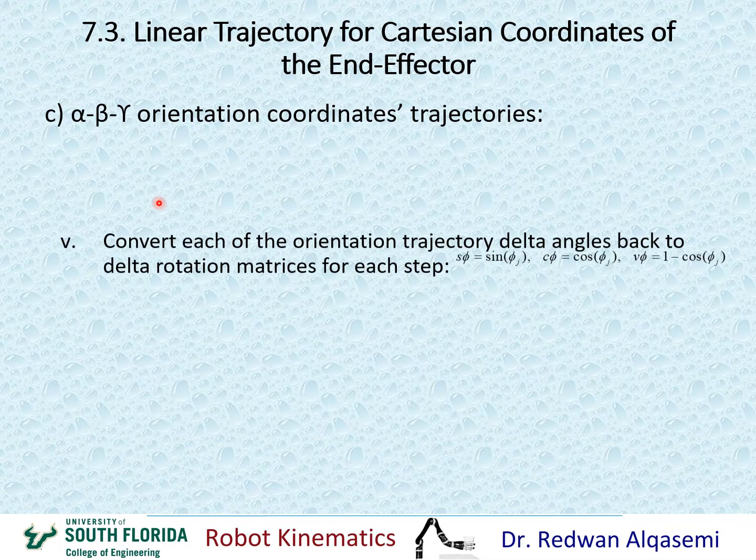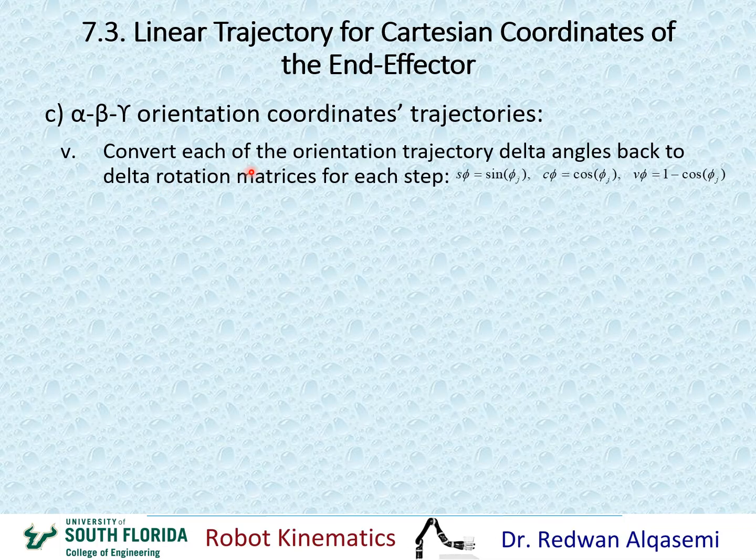The fifth step for this procedure is to convert each of the orientation trajectory delta angles back to delta rotation matrices. And again, I emphasize calling these delta angles and delta rotation matrices simply because these are differences between angles or differences between rotation matrices. Okay, so we need to do this for each step. And here again, for short, I put S phi as sine phi, C phi as cosine phi, and V phi as 1 minus cosine phi.